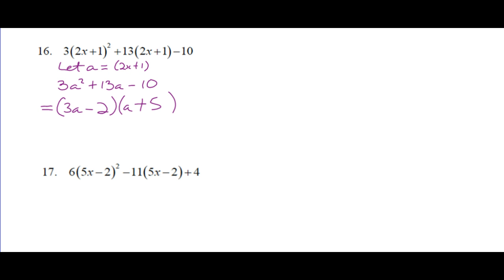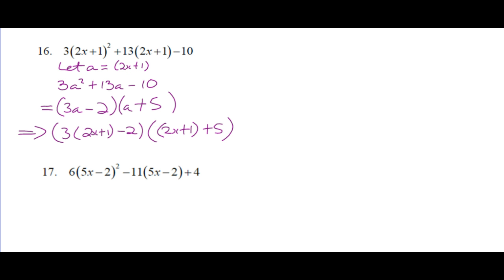It's sort of like, okay, what are the two numbers? It's not going to be 1 and 10, right? Now, check that. What do we got? 3a squared plus 15a minus 2a is plus 13a minus 10. Okay, good. Now what? Don't write an equal sign here. It doesn't really equal, but it leads to. So now we're going to say it's the 3 times the 2x plus 1 minus 2, and it's the 2x plus 1 plus 5.